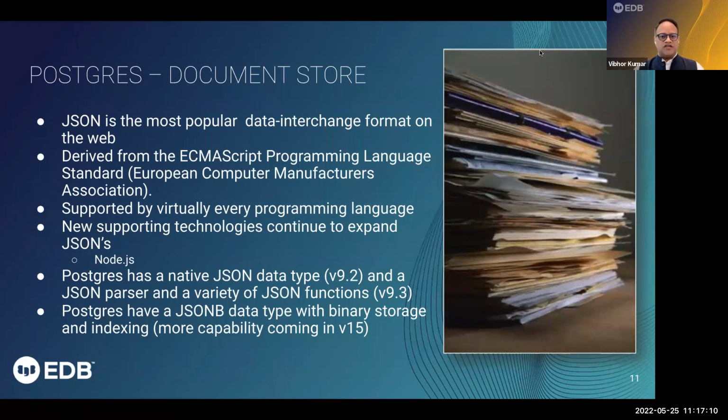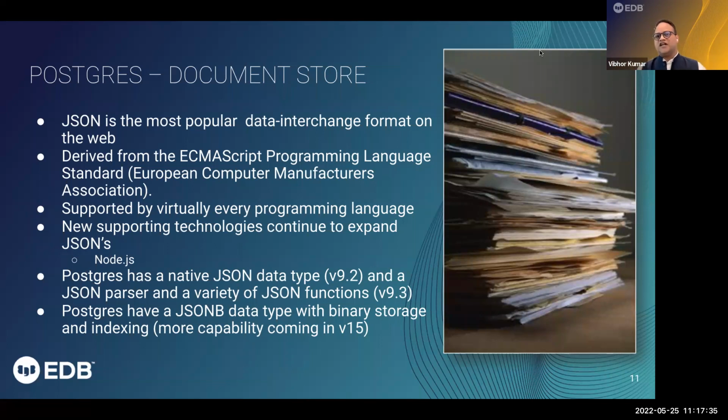And Postgres got this JSON structure in version 9.2. And with version 9.2, we also got an extra capability called JSON parser capability, and the JSON functions in version 9.3, an advanced capability we added in 9.3. And later on, we added more capability around JSON, called JSONB.